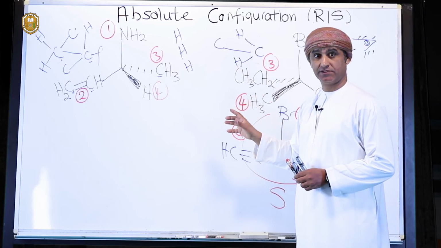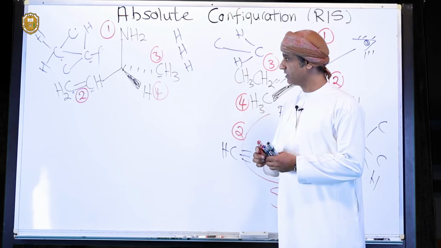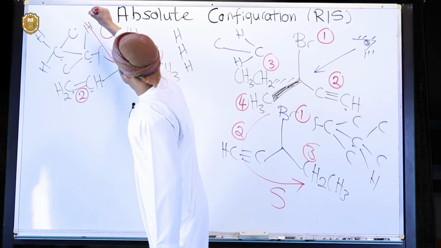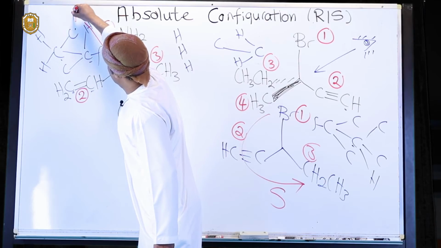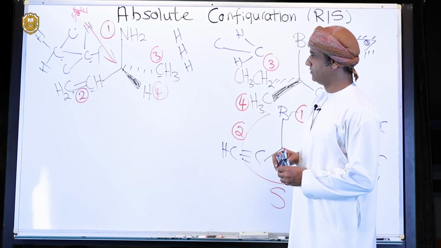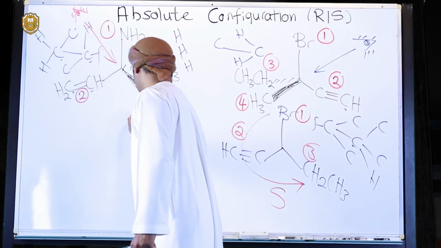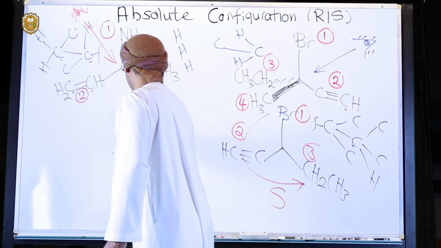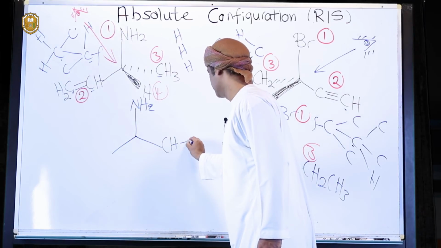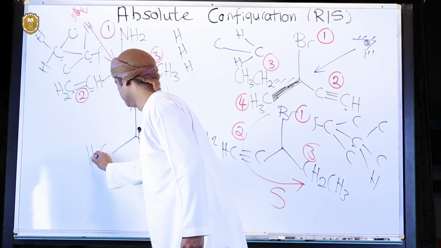The lowest priority group is outside the plane at the front. We always look at the molecule from the direction opposite to the lowest priority group. So this is the direction of sight, if you like. And if you do that, what do we see? We see the amino group up, and on our right side, we see the vinyl group, and on the left, we see the methyl group.